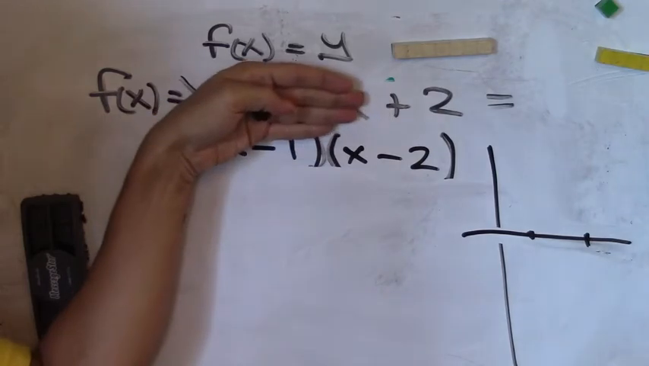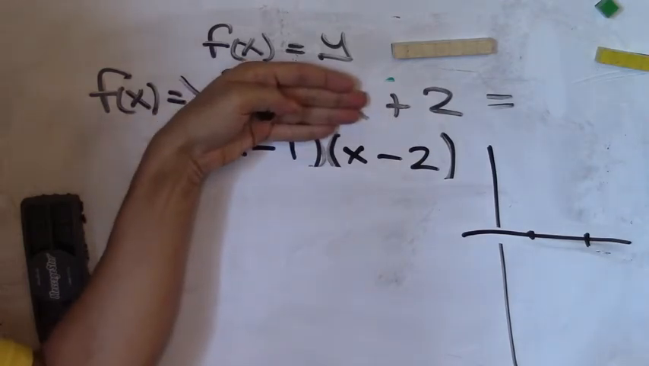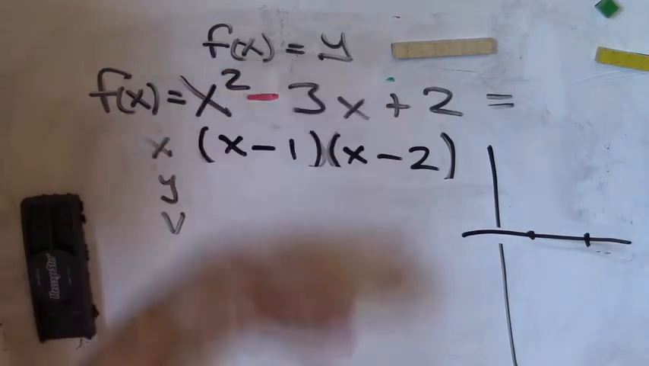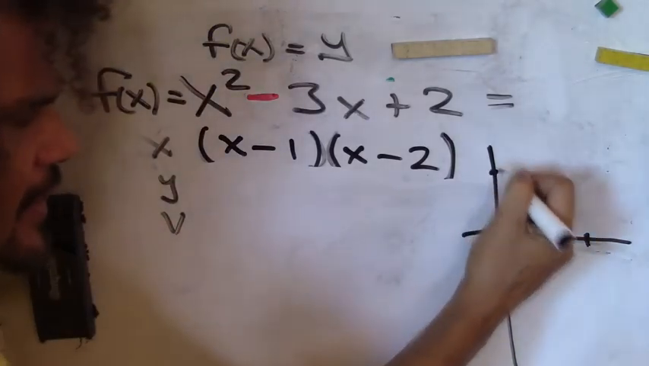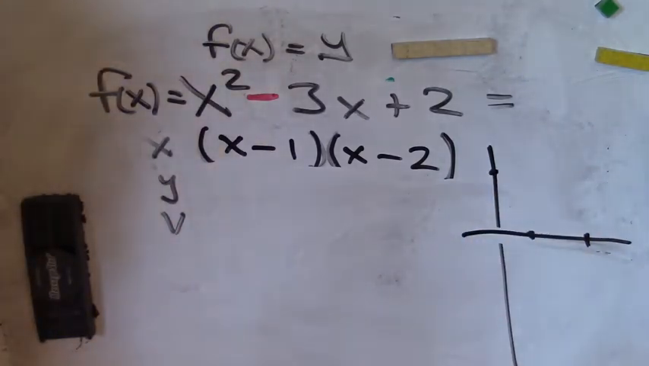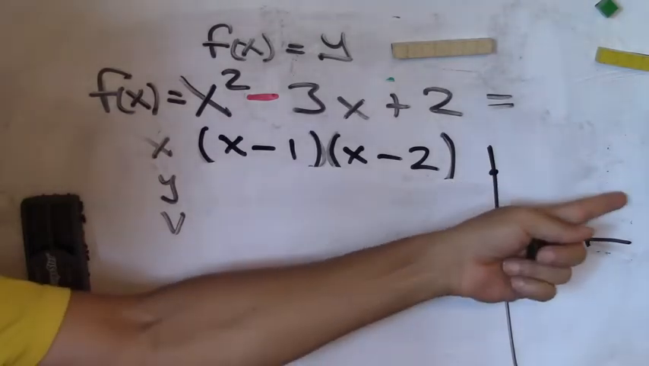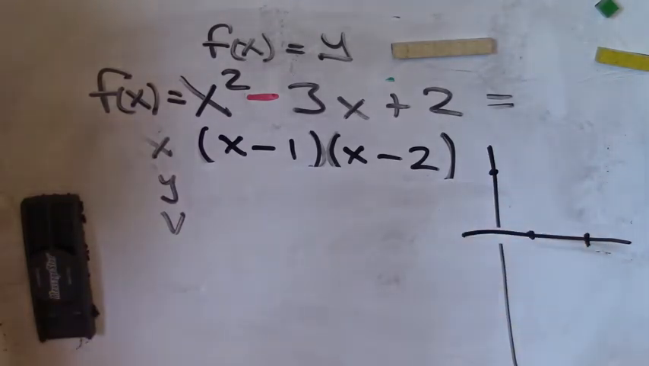If all this is 0, what's y going to be? 2. All right, so I got my y-intercept. Look at that. We got 3 out of 5 points. We're almost done. All right, what's the point across going to be?